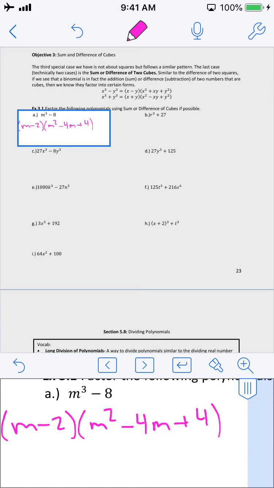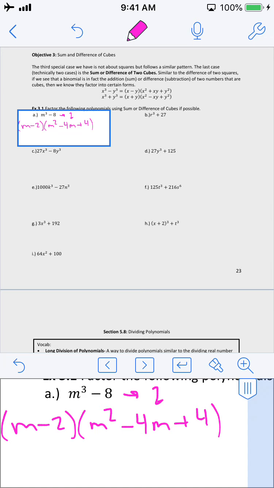Okay, so that's the factored form. Now, how did I do that? Well, m cubed, that's a cube. 8 is a cube of 2. 2 cubed is 8. So this is a difference of 2 cubes, much like t squared minus 36 is a difference of 2 squares.